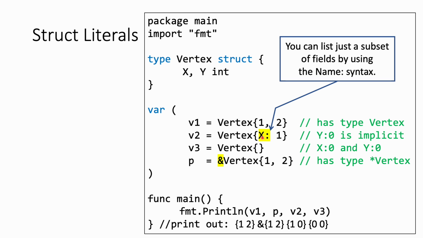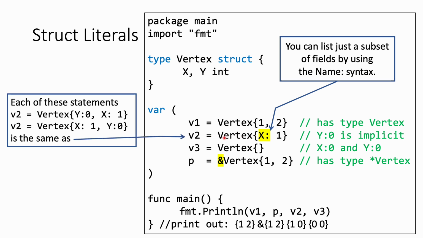So here we don't specify the field Y, and this assignment statement is the same as this statement. So it's the same as assigning v2 to the Vertex of Y: 0, comma X: 1, or v2 = Vertex{X: 1, Y: 0}.